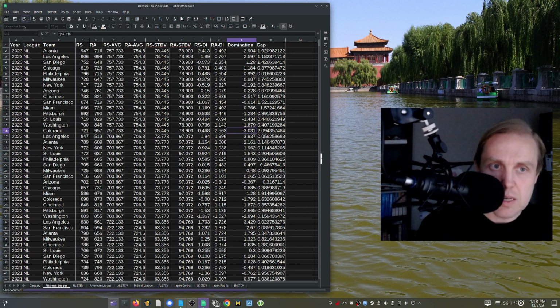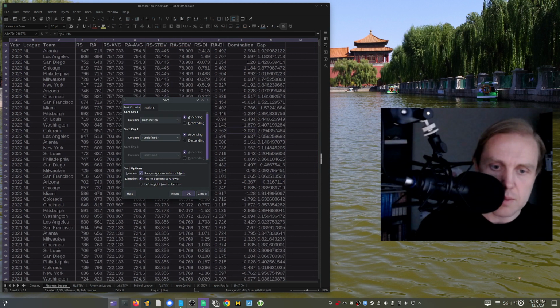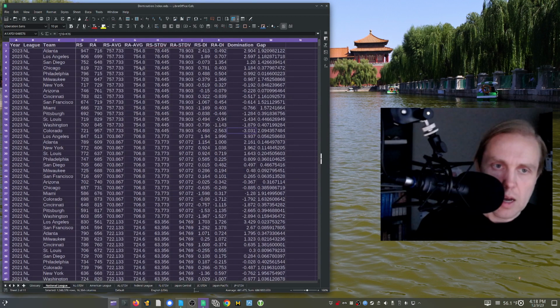So does that really mean anything? It's kind of hard to say, right? Because we're talking about just a number. We need to look and see how that fits in with the entire history of baseball, which we happen to have here. We have this, again, divided up by league. So we'll look here at the National League, data sort, and we'll sort by the domination index, and we'll make this descending.